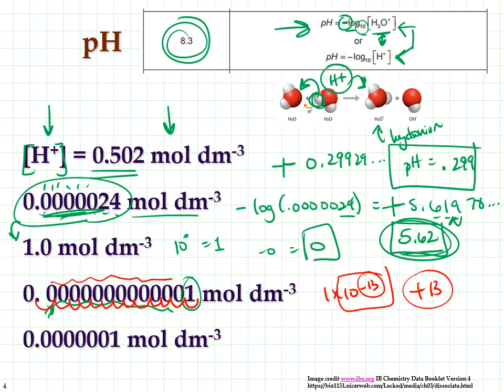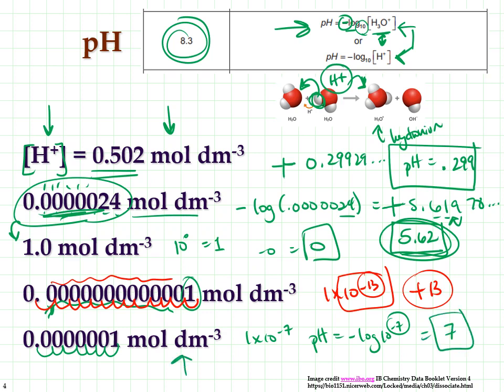Let's do one more. We'll do this one also without our calculator. We're going to go 1, 2, 3, 4, 5, 6, 7. This is 1 times 10 to the minus 7. That means that pH is going to be the negative log of 10 to the minus 7. That negative 7 gives us a pH of 7. This is a neutral solution, not an acid.